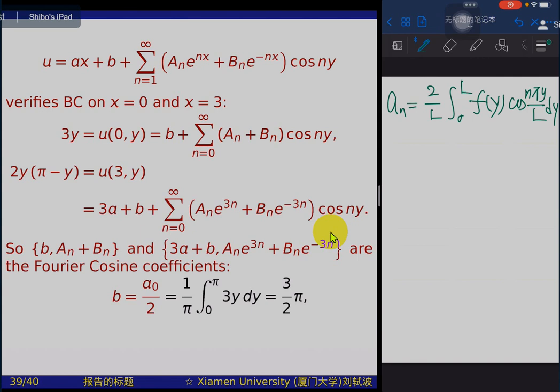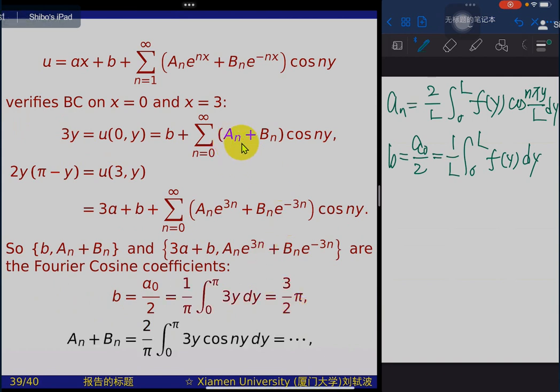Okay, but our b is half of a zero, therefore it is 1 over L, integral from 0 to L, and n is 0, therefore you simply have f(y) dy. But f(y) is 3y here, okay, f(y) is 3y. So this is the formula to compute the b, where b is 3 over 2 pi, okay?